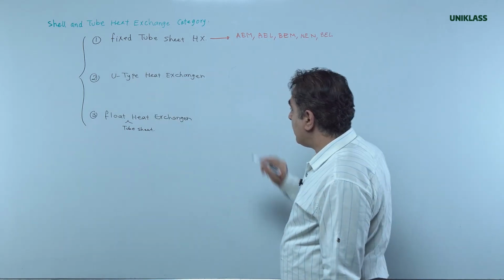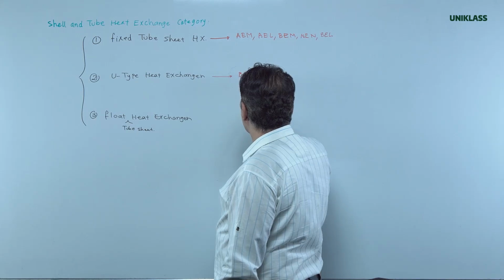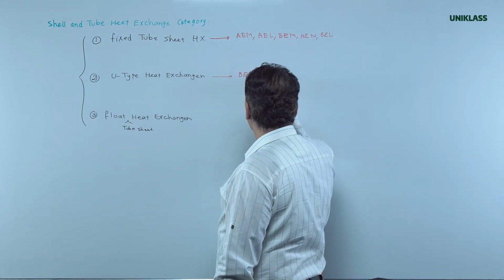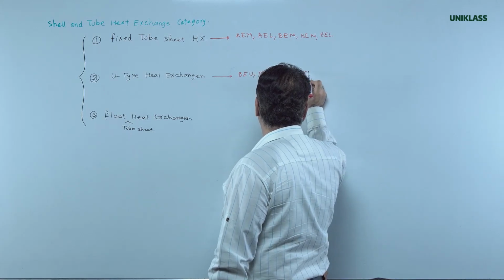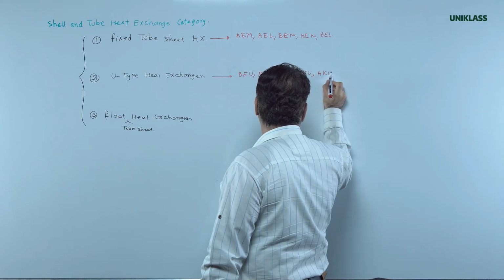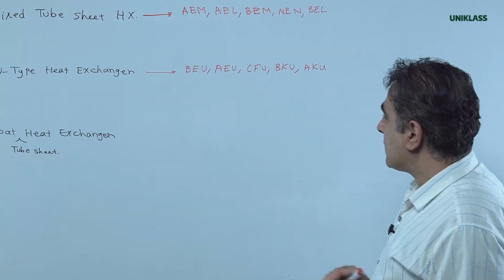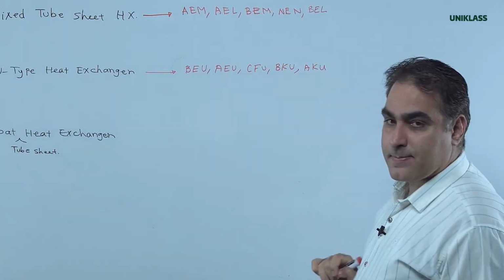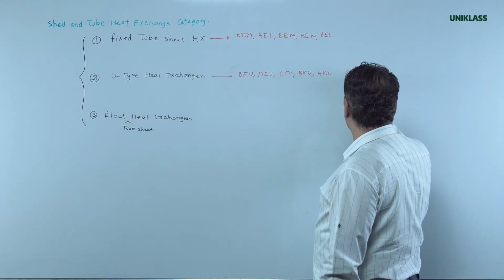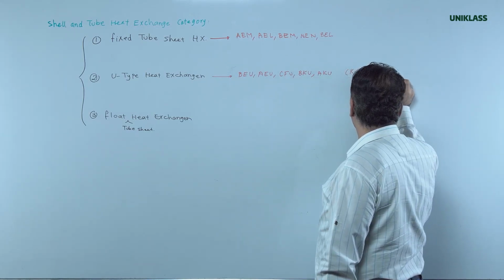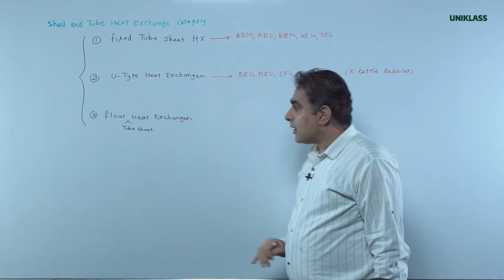For U-type heat exchangers, every heat exchanger has a U word, like BEU, AEU, CFU, BKU, or AKU. This is the generally applicable designation for a U-type heat exchanger. The U word is available here. The K is the abbreviation of kettle reboiler. Therefore, kettle reboiler is a special item of U-tube.